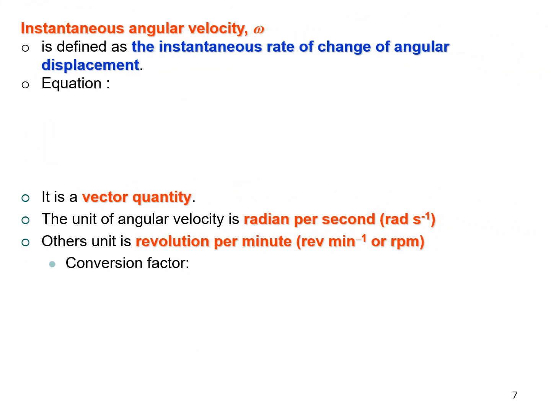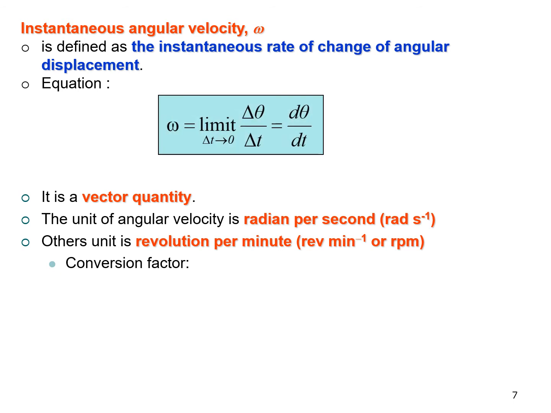Right now, we proceed with instantaneous angular velocity, symbol omega. It is defined as the instantaneous rate of change of angular displacement. The equation is given as follows: omega equals d theta dt. So we differentiate the equation of angular displacement, and we can find the instantaneous angular velocity. It is a vector quantity. The SI unit for angular velocity is radian per second. Another unit is revolution per minute, sometimes noted as RPM.